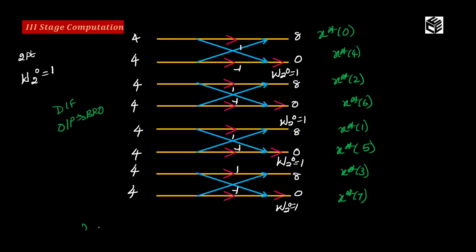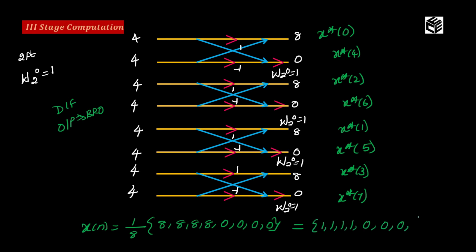Okay, I need to find what is x of n value. So that is 1 by N, where the N value is 8. 1 by 8 into, I am going to write in order. So this is 8, 8, 8, 8, 0, 0, 0, 0. So my final answer is 1, 1, 1, 1, 0, 0, 0, 0.